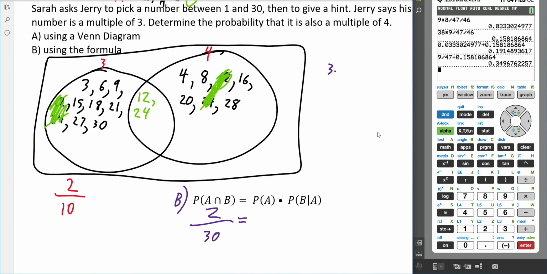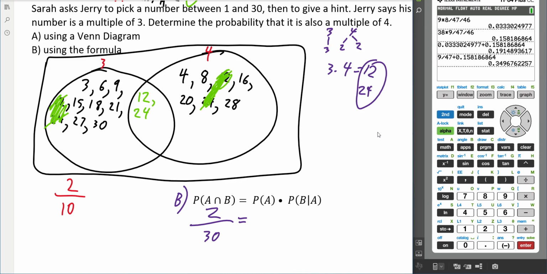So how can we figure out that there's 2? Well, you can go 3 times 4 is 12, and then just see what multiples of 12 fit into 30. So there's 2 of those. You can also look for prime factors, but 3 is just 3, 4 is 2 and 2. So none of it relates, so that's why you just have to multiply them. So anyways, 2 out of 30 are in the intersection. That's the 12 and the 24.